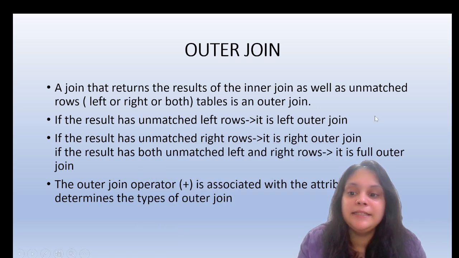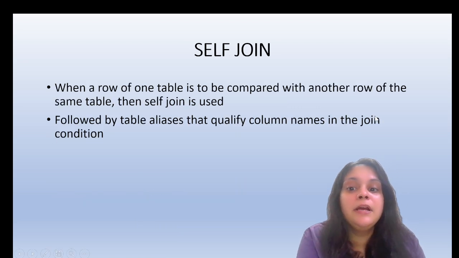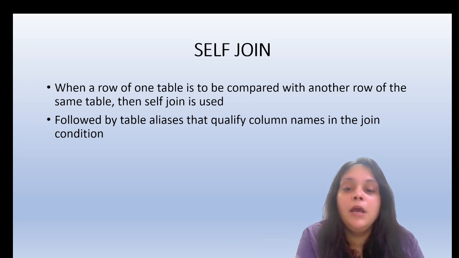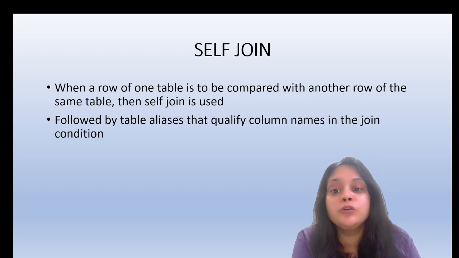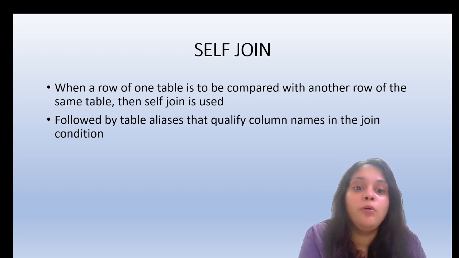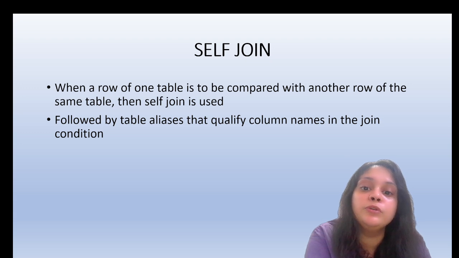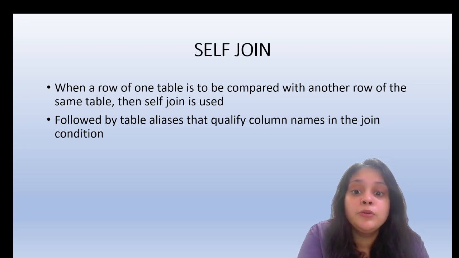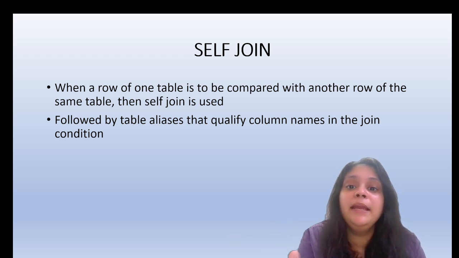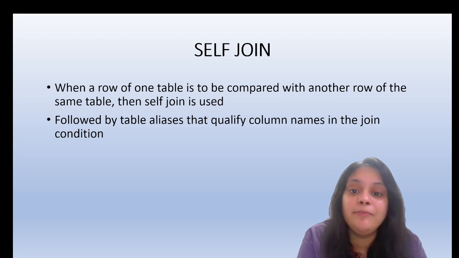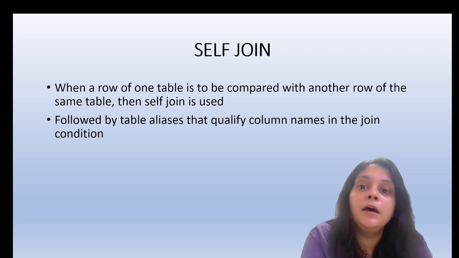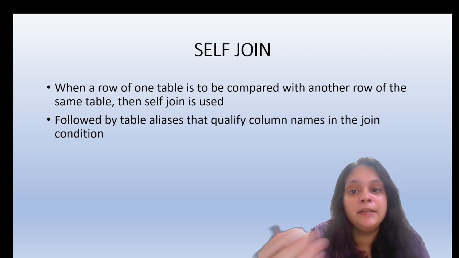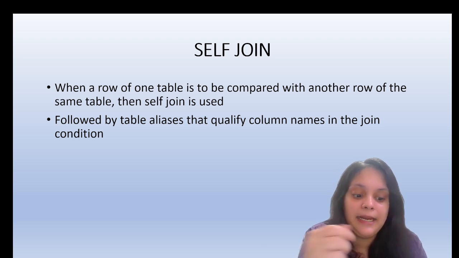Okay, the next type of join is known as the self join. In this case, when a row of one table is to be associated or connected with another row of the same table, then we have to use the self join. So guys, in a self join, basically what we are doing is making a table alias. That means the same table will have two aliases, one for referring to the first column and the other one for referring to the second column.